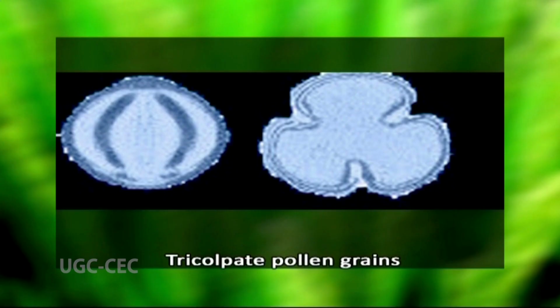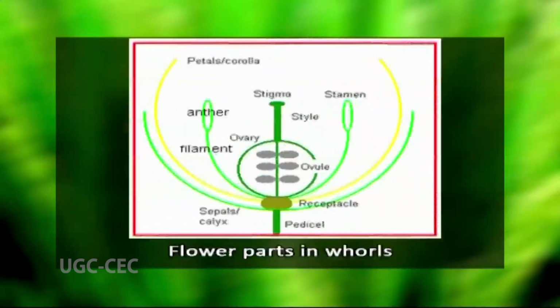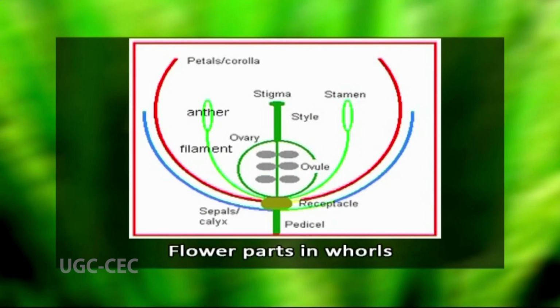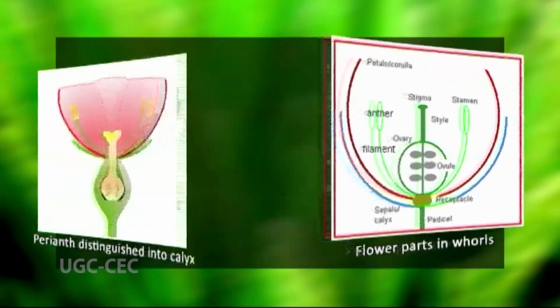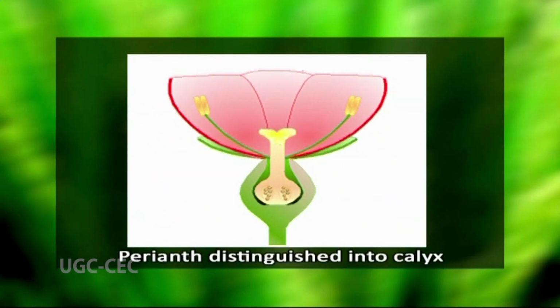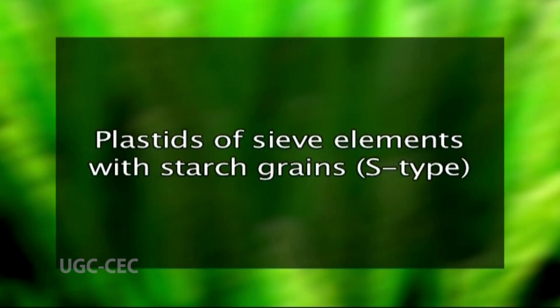The apomorphies in eudicots are: number 1, the tricolpate pollen grain. Number 2, floral parts are arranged in whorls, not spirally arranged. The perianth present in the flowers of eudicots is clearly distinguishable into calyx and corolla. And these eudicots have plastids of sieve elements with starch grains, called S-type.